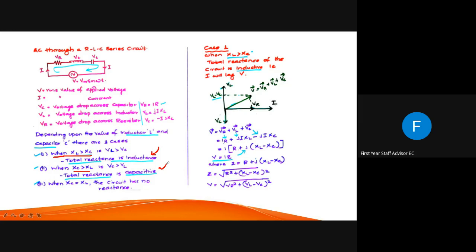And finally, I have a case where capacitive reactance is equal to inductive reactance. That means the circuit doesn't have any reactance, because both the reactances are equal and they cancel each other. So there won't be any reactance if XL equals XC. Okay, did you understand all three conditions?